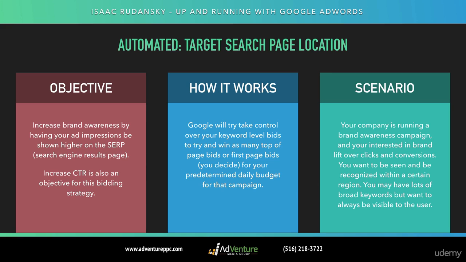Using this strategy, you might be using broader keywords, which might have a cheaper cost per click because they might have less commercial intent associated with those search terms. So you might have a lot of broad keywords, but you always want to be visible to the user either on the first page or the top of the page. That might be a scenario where target search page location might come into play.